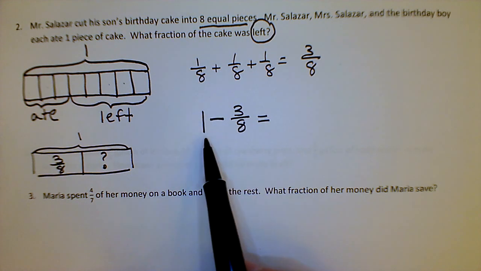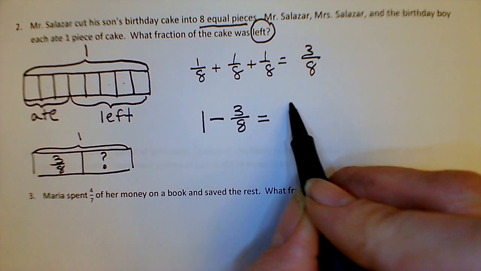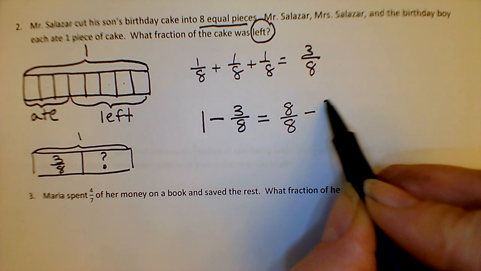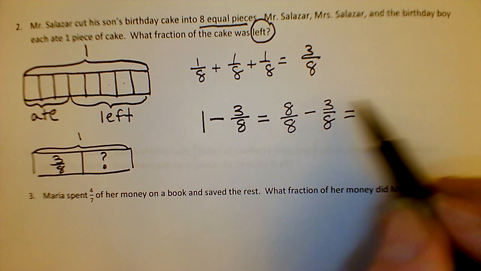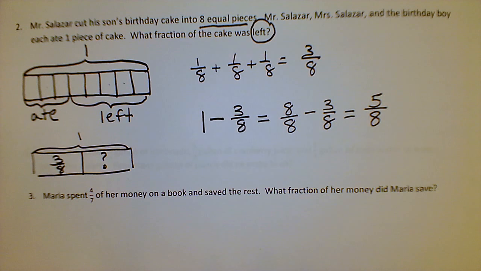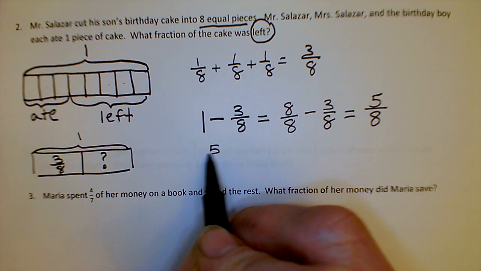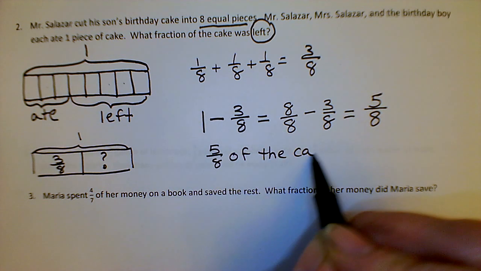Remember, whenever we have unlike denominators, unlike units, what we want to do is turn this into 8ths to work with. And I know that 1 can be written as 8/8. So I'd have 8/8 minus 3/8. So I have 8 of those pieces minus 3 of those pieces, which leaves me 5 pieces. And the size of the pieces is 8ths. And so now we can go ahead and write it. That 5/8 of the cake is left.